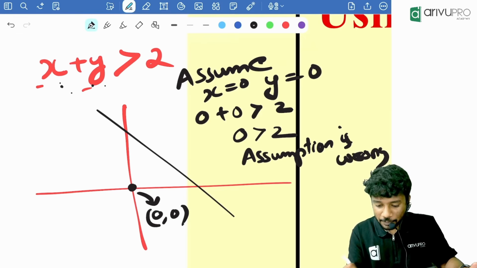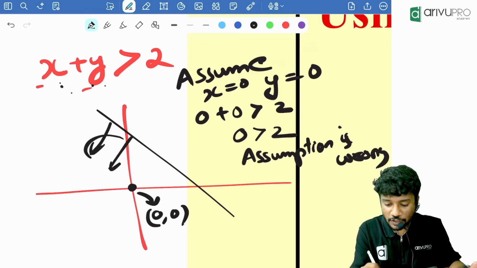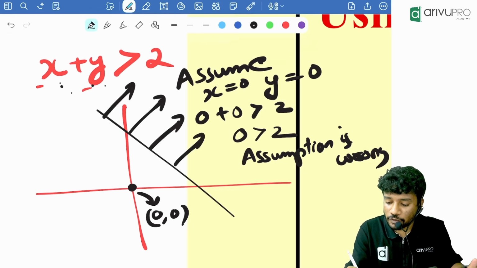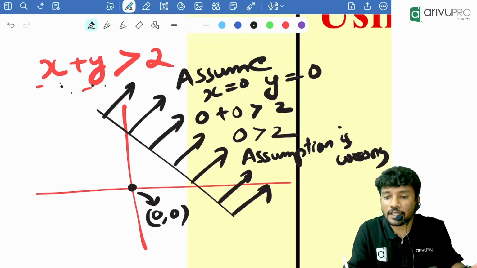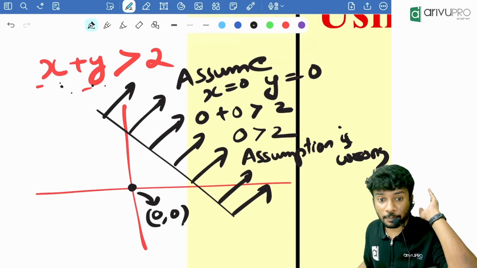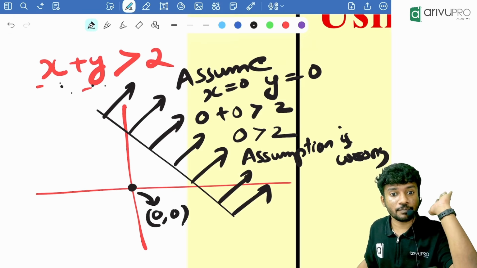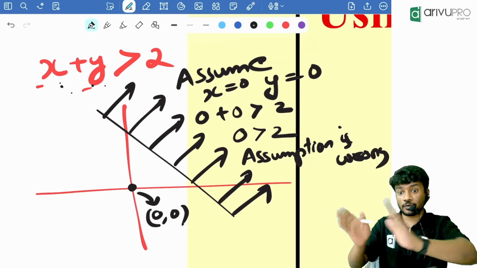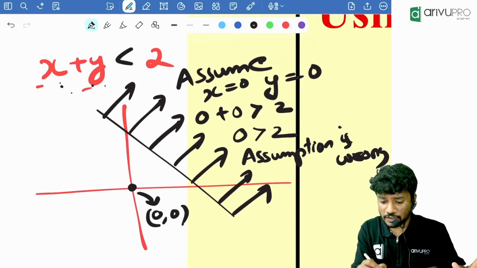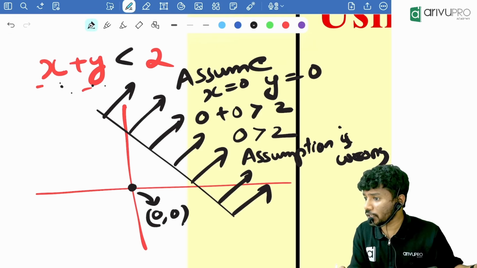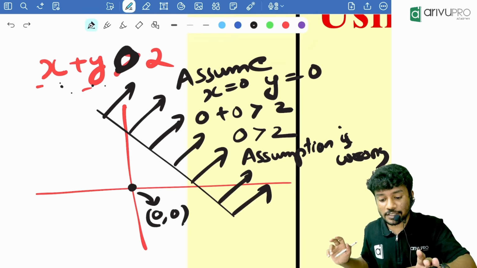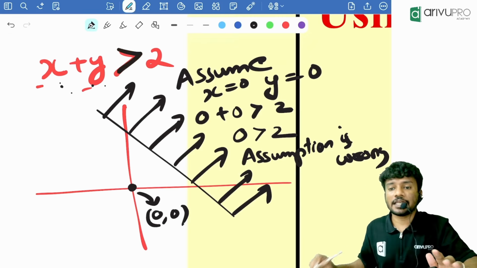Then, people, will the graph come towards the origin? No. It will be going away from the origin. That's how you find the graph of inequalities when two variables are involved. Are you getting my point? We will assume a point 0, 0. Then we will check whether the graph is coming towards that line. If the condition is satisfied, for example if it was less than 2, then we will say, oh, 0 is less than 2, that is satisfied, which means the graph would have been towards the origin. Here, is it towards the origin? No, it is away from the origin because it is greater than 2.